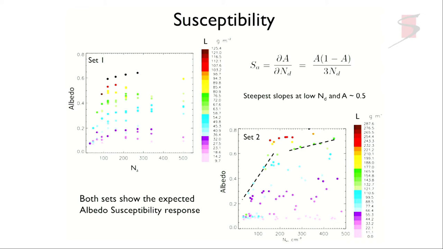Just as a sanity check, zooming in on the albedo susceptibility, we're looking at albedo as a function of aerosol over here. For the first set, for the second set, separated by liquid water path, you can see the stronger slopes over here, and the maximum slope is at lower N and at albedos of about 0.5, exactly as predicted by Twomey. So this is according to our understanding of the system.